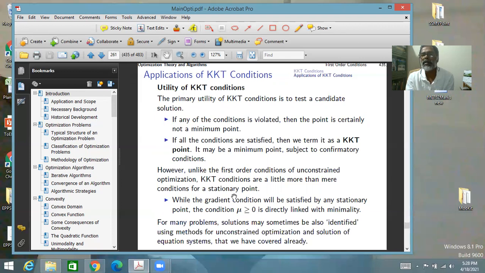Now, for many problems, sometimes not only checking, sometimes even identifying a minimum point is possible by just identifying a KKT point. For that matter, the question also arises, how do you identify a KKT point? KKT conditions are for checking, but for simpler problems, you can even identify a KKT point using these.